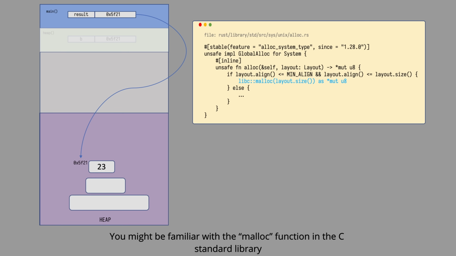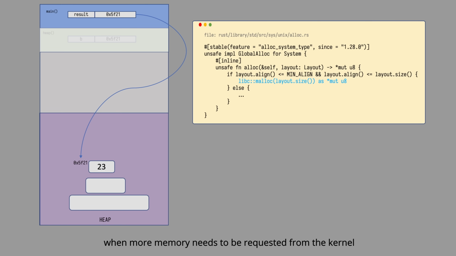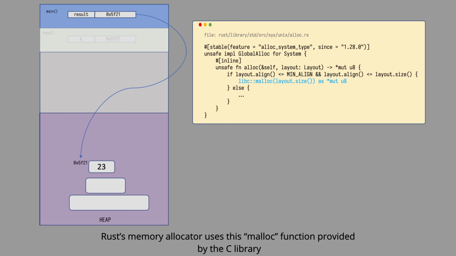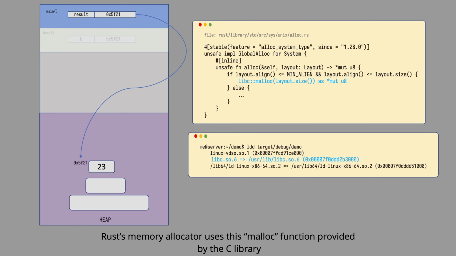You might be familiar with the malloc function in the C standard library. This is not a system call. The malloc will call the brk or sbrk system calls when more memory needs to be requested from the kernel. Rust's memory allocator uses this malloc function provided by the C library.